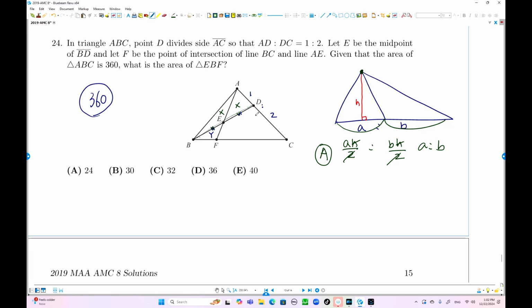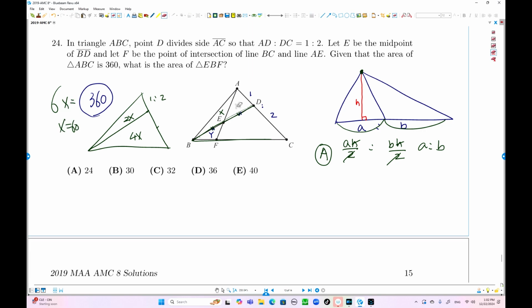So what about this side? This side, I'm going to separate. This side is 2x. The other side is 1 to 2, twice of this is 4x, right? Total is 6x. 6x equals 360. X equals 60, right? So actually, this area is 60. So this area is 120. The other side is 240.